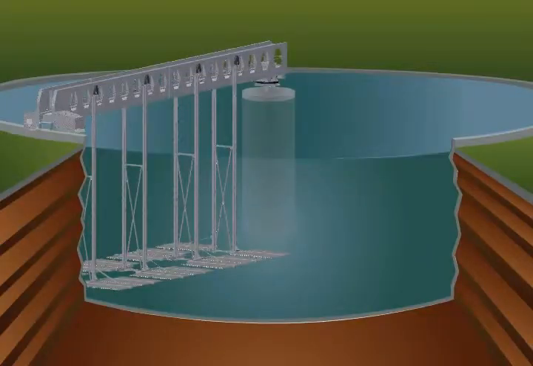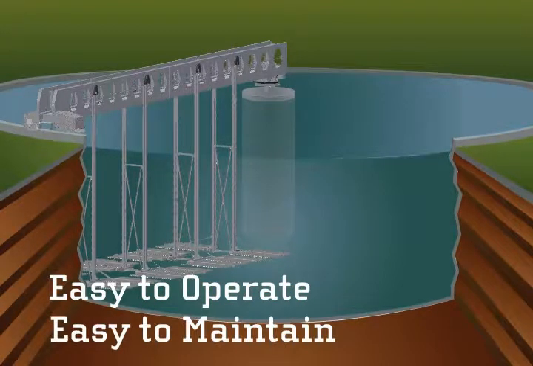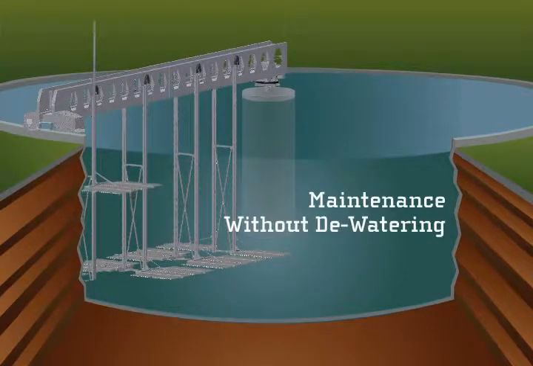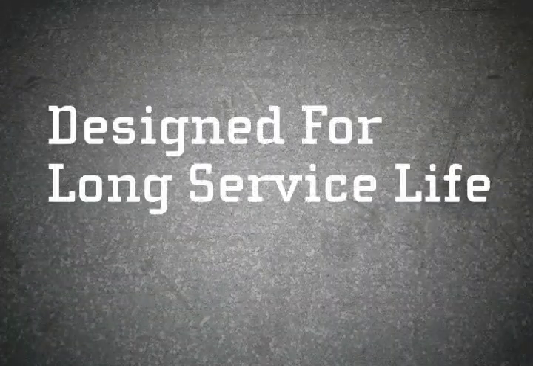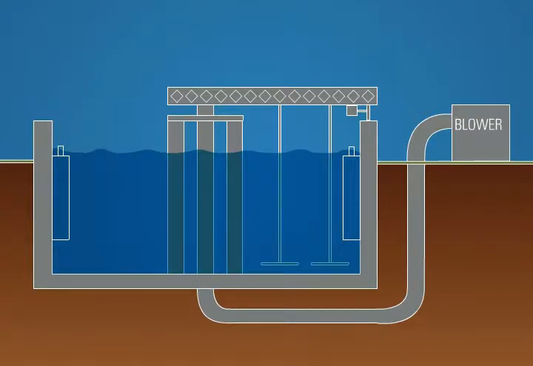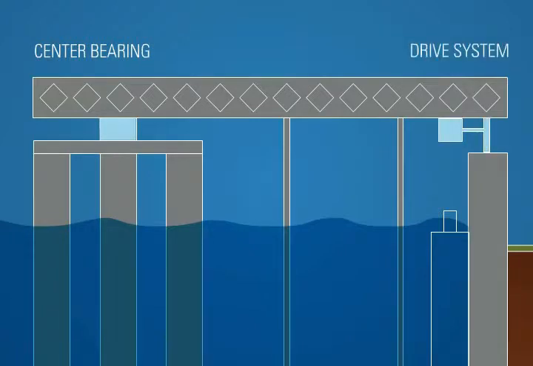The continuously sequencing reactor is easy to operate and easy to maintain. For example, it has been designed with retrievable diffusers for maintenance without dewatering. Also, all Schreiber equipment is designed to provide a long service life. For instance, the CSR has been crafted such that there are only 2 relative motion components, the center bearing and the drive system, greatly reducing wear.